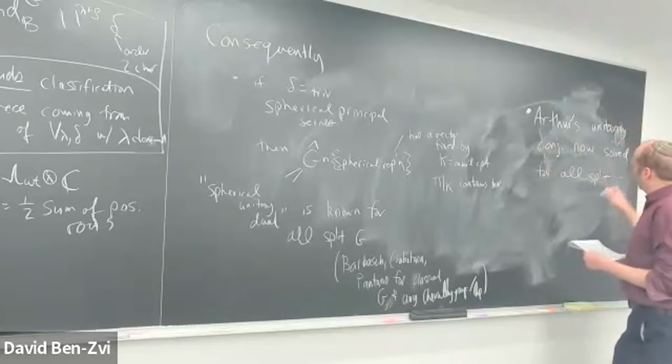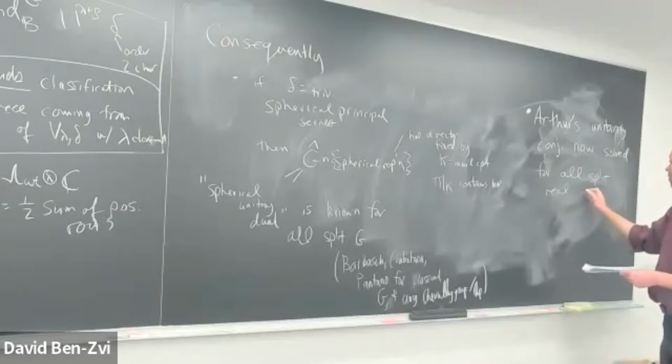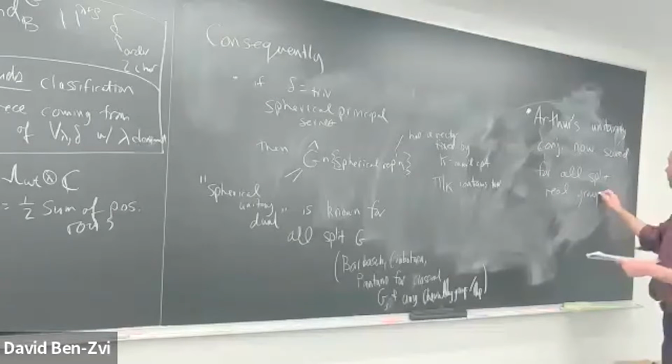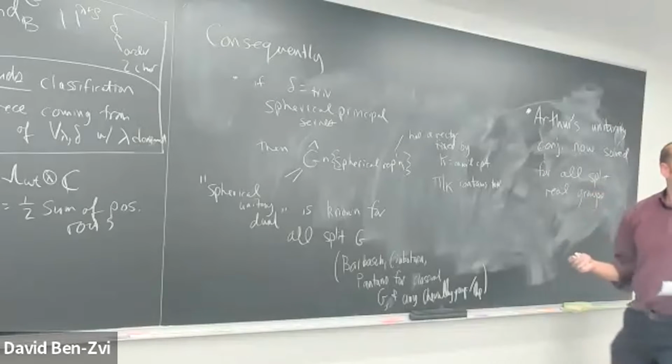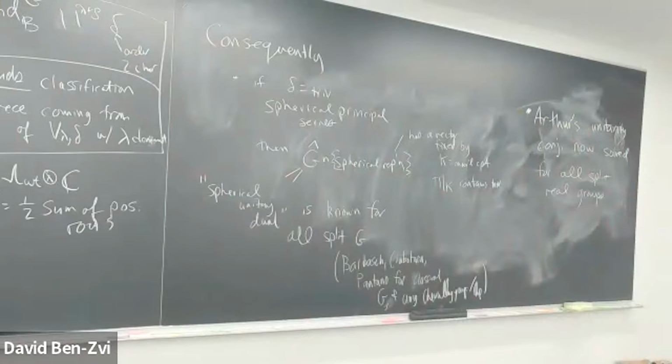Okay, so let me add a little more fine print for the lawyers. I'm not handling, say, the complex form of E8 in this statement. This is for, one way to think is this is for Chevalley groups over R. A couple of questions. Sure.